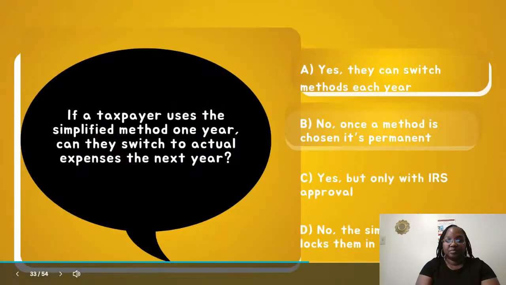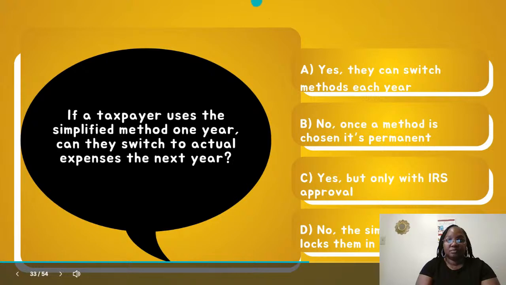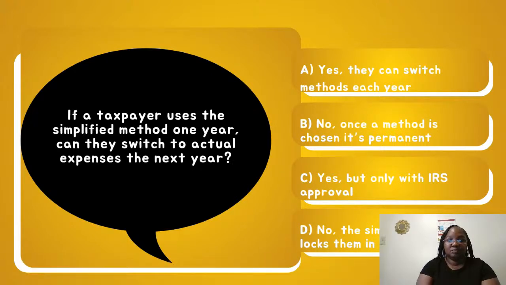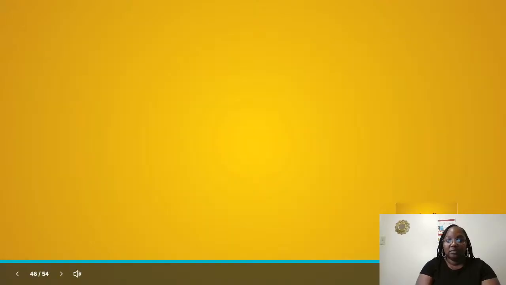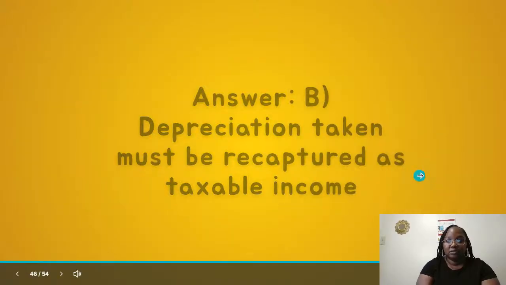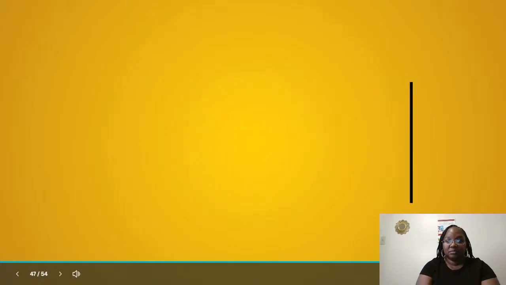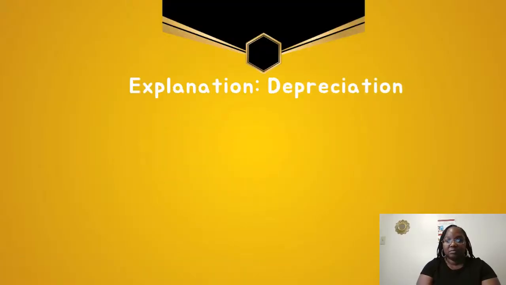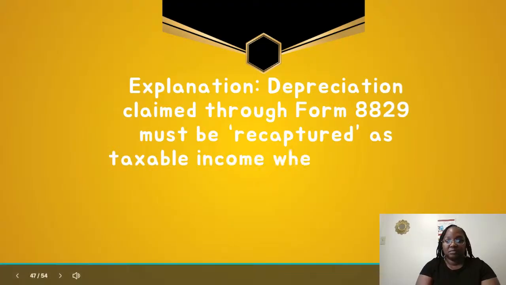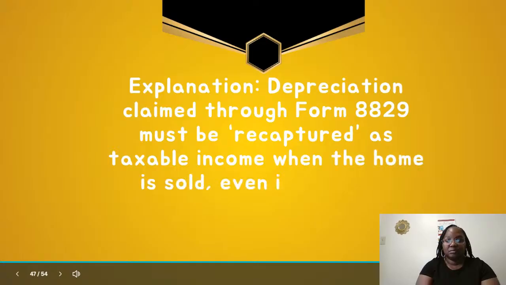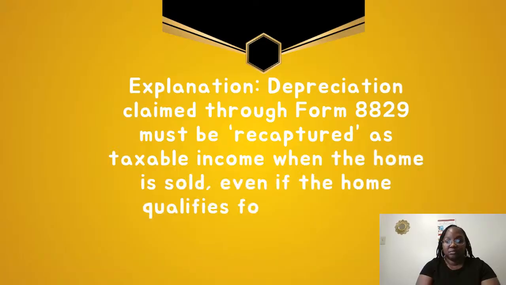If a taxpayer uses the simplified method 1 year, can they switch to actual expenses the next year? Okay, everybody should know this one. Answer. B. Depreciation taken must be recaptured as taxable income. Explanation. Depreciation claimed through Form 8829 must be recaptured as taxable income when the home is sold, even if the home qualifies for a personal residence exclusion.